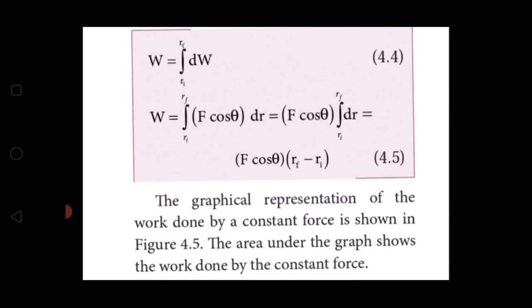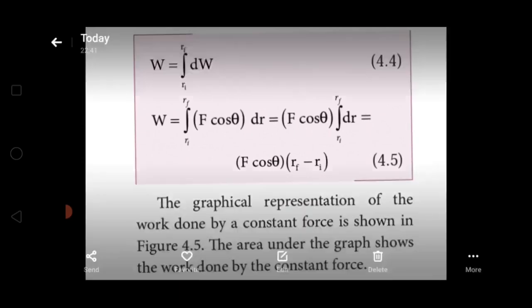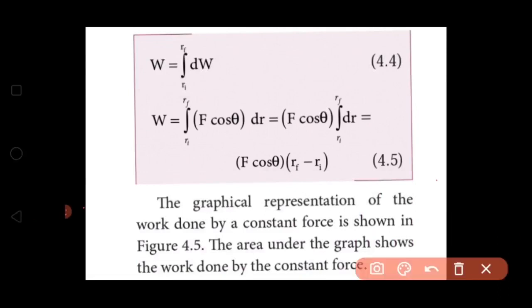Rf is taken as the upper limit and Ri as the lower limit, so W is equal to the integral from Ri to Rf of F cos theta dr. F cos theta is constant, so we take it out and integrate only dr, with the upper limit Rf minus the lower limit Ri, denoted here as the integration part. The graphical representation of the work done by a constant force is shown here.